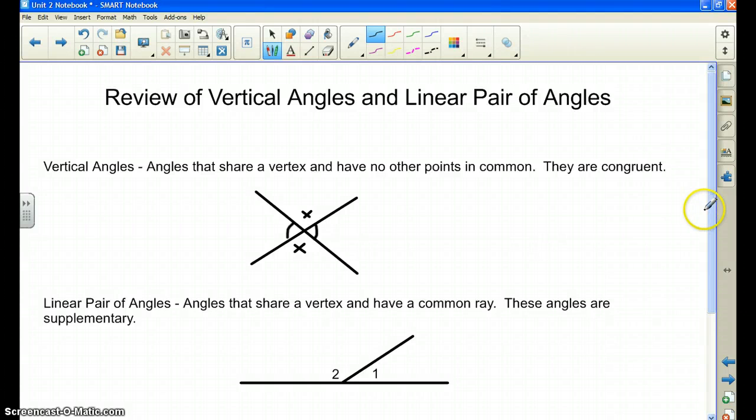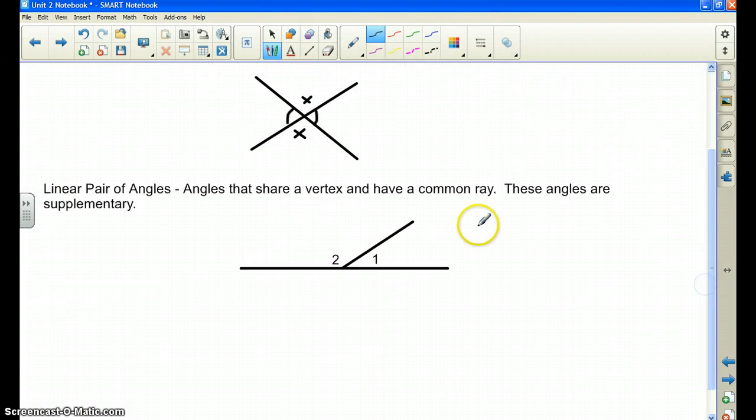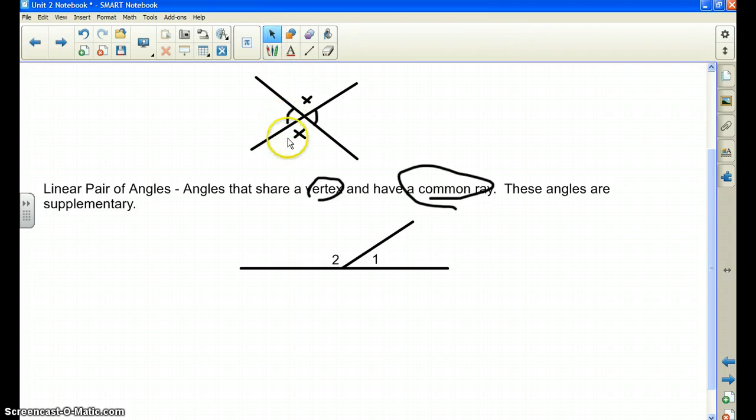And then finally, a linear pair of angles are angles that share a vertex and they have a common ray. Okay, they share a vertex and a common ray. And those angles also have to be supplementary. So like angle 1 and angle 2 here, those are a linear pair. They're supplementary, they share this ray right here, and they have that common vertex.